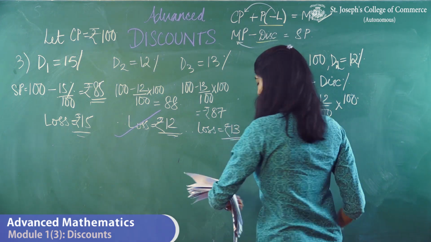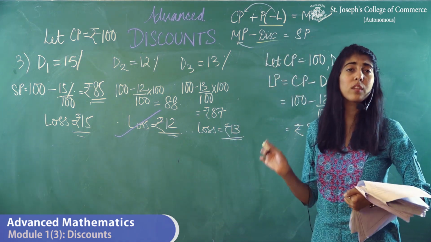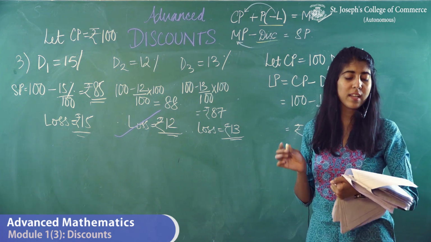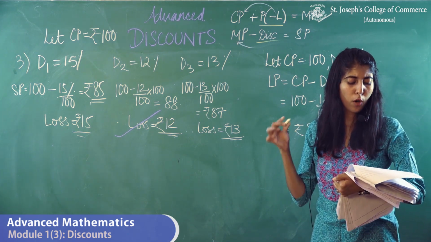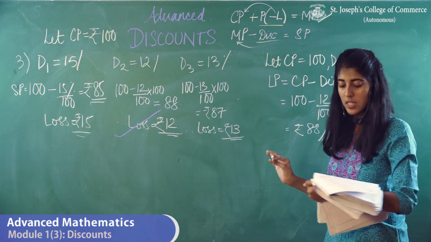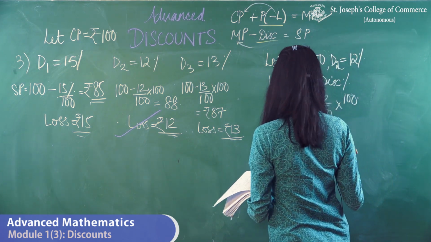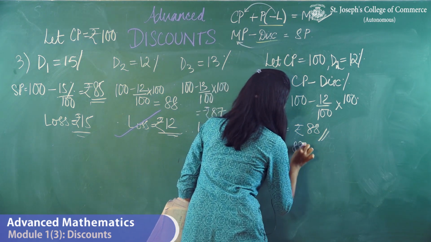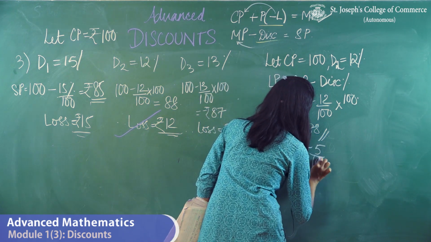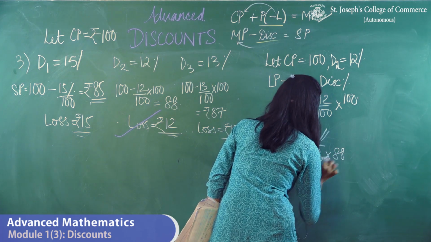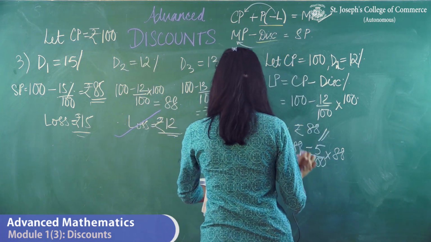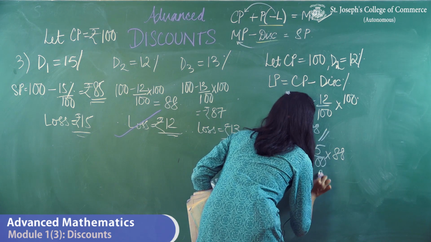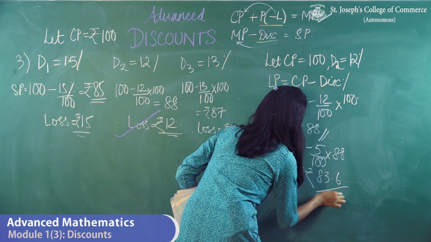88. Now, next thing you do in the question they've given you, what if I sell this at a loss of 5%, right? So, this is the loss of 5%. Selling price would be 88 minus 5% on 88. Therefore, your answer will be rupees 83.6.